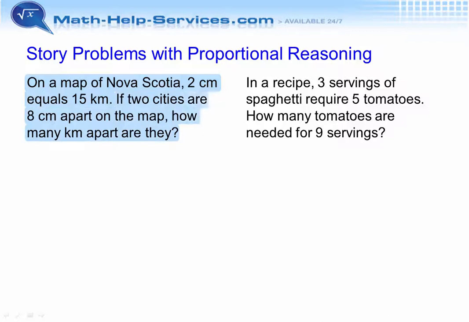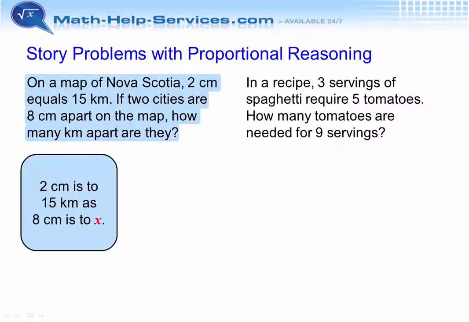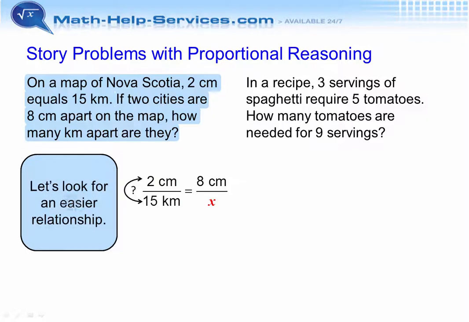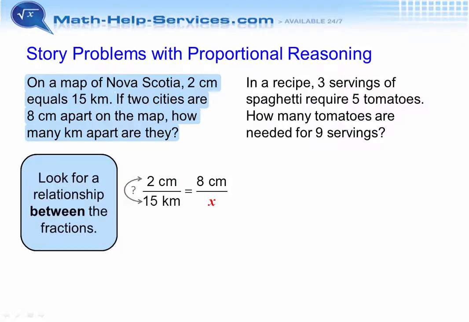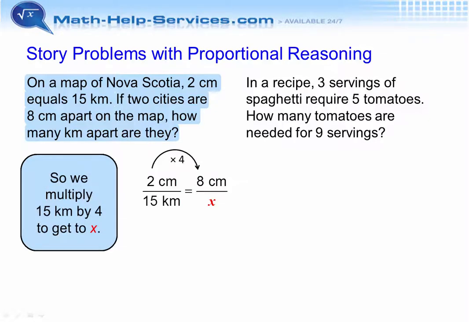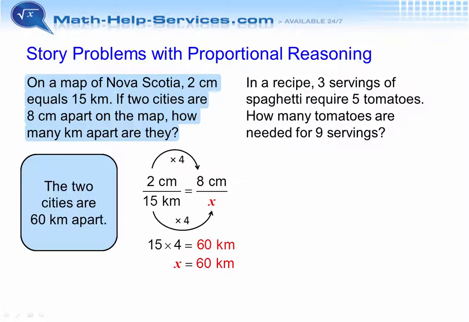As we read through this, we see 2 centimeters is to 15 kilometers as 8 centimeters is to X. So our proportion would look like this. Now look for a relationship within the fractions. This isn't obvious, so let's look for an easier relationship. Look for a relationship between the fractions. How about here? We multiply 2 centimeters by 4 to get to 8 centimeters. So we multiply 15 kilometers by 4 to get to X. So 15 times 4 is 60. So X is 60 kilometers. So the 2 cities are 60 kilometers apart.